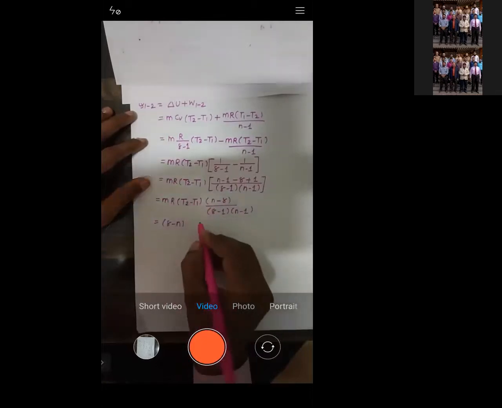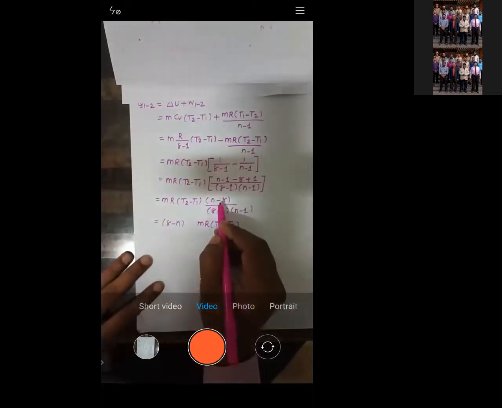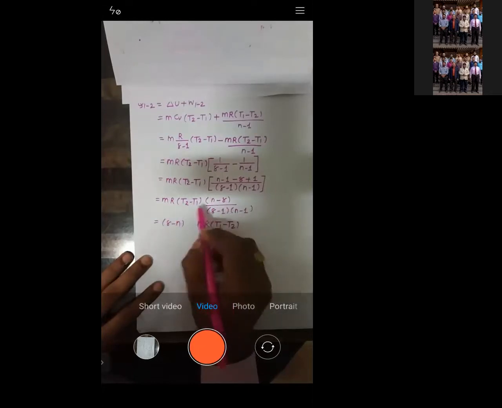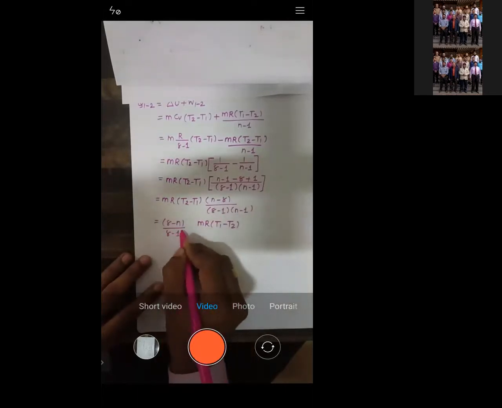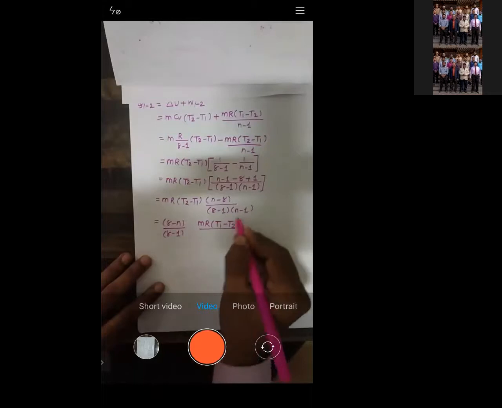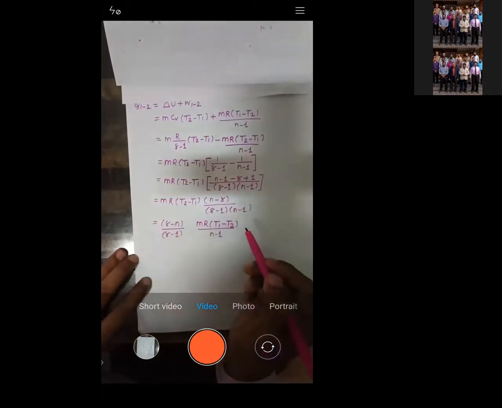So this becomes mR(T1 minus T2). Check it. I'll take the minus sign common from both of them, so this minus sign will come here, and you give that minus sign to this particular term. Upon gamma minus 1 as it is, and this n minus 1 as it is. You can check it. Both the equations are one and the same.